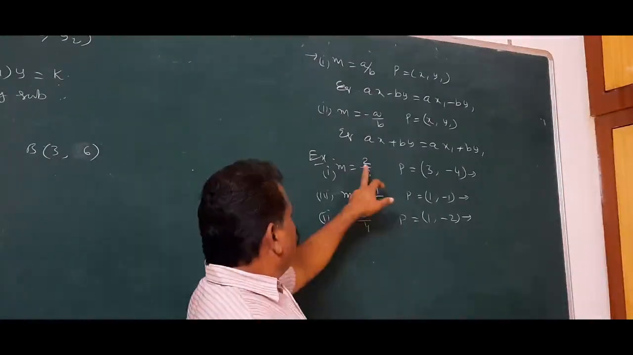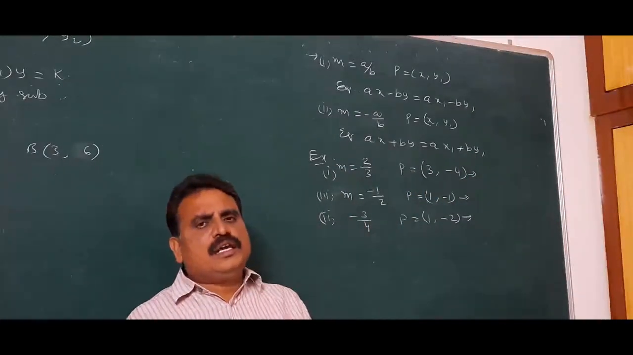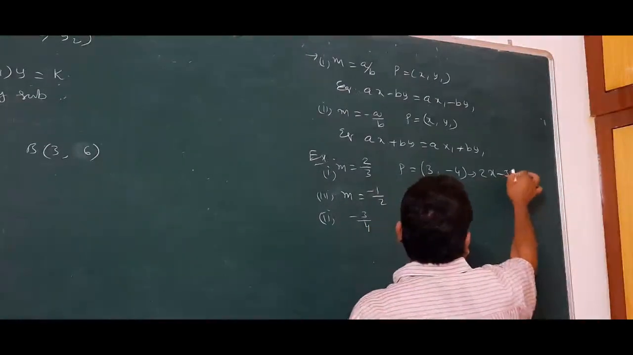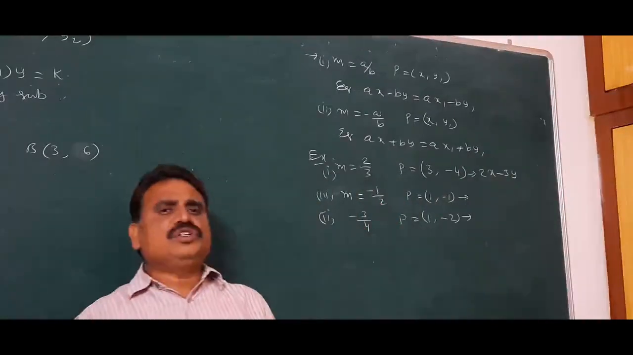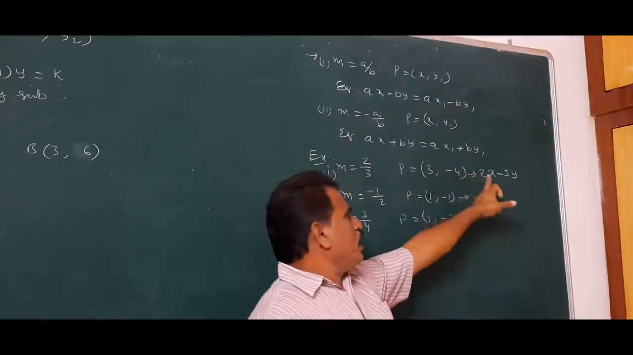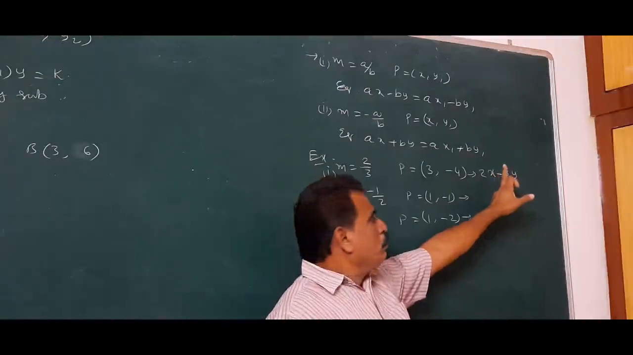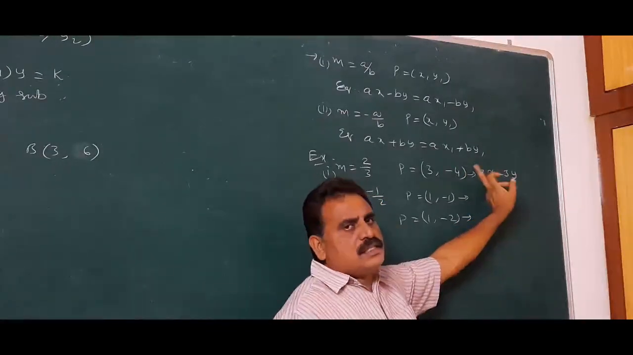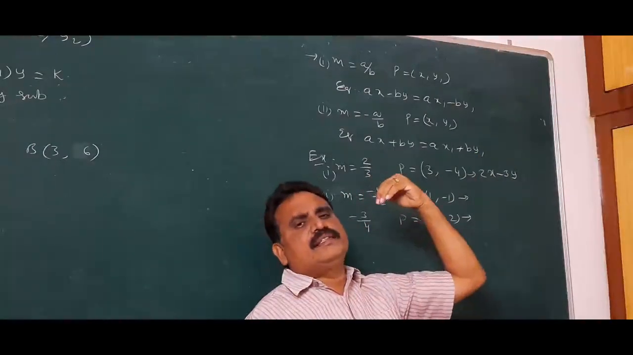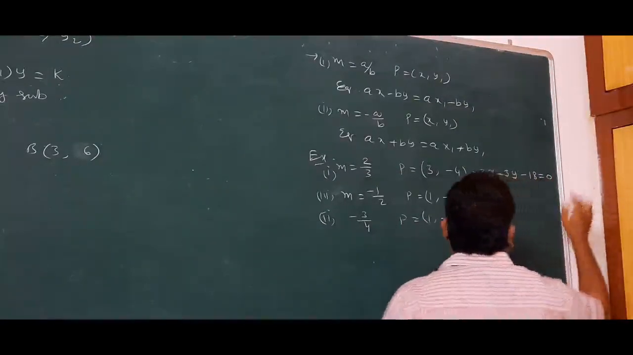Look here. 2 by 3 slope, (3, minus 4) point. 2 by 3 slope, so the equation is 2x minus 3y. So first we have to write down this 2x minus 3y. Now, substitute the constant, x is 3, y is minus 4. If you substitute here, calculate that, 2 into 3, 6. Keep in your mind, minus 3 into minus 4, that is 12. 6 plus 12, that is 18. Take this side, 2x minus 3y minus 18 equal to 0.